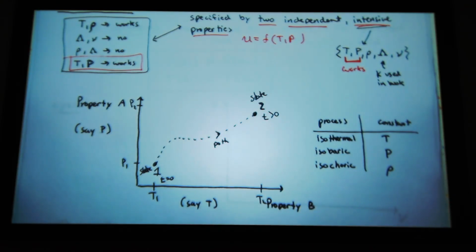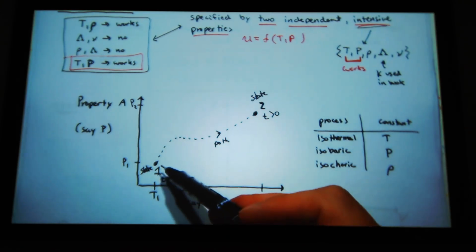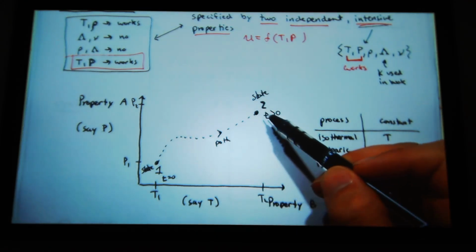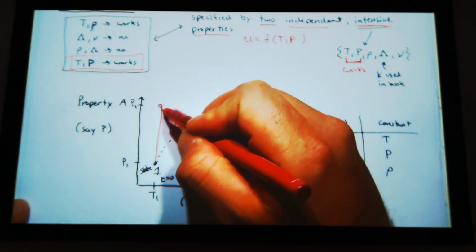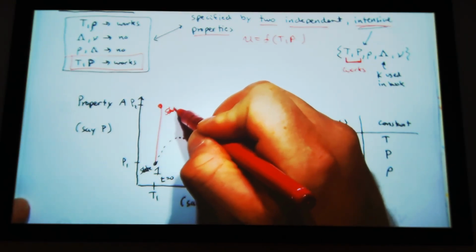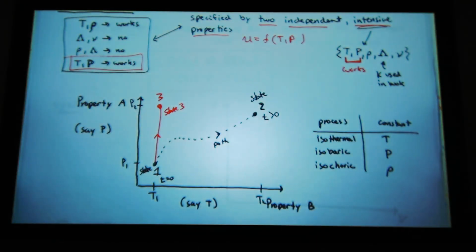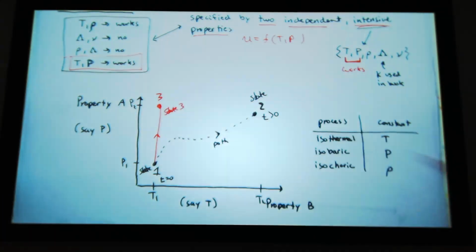I might do work, the system might do work on me. I might add mass, the system might lose mass, whatever it might be. Sometime later, it follows some path. That path is dictated by the mass and heat and work added or removed from the system. I get to a new state. Now, I can take another path. State 3. So now if I look at this path, this was a constant temperature path.